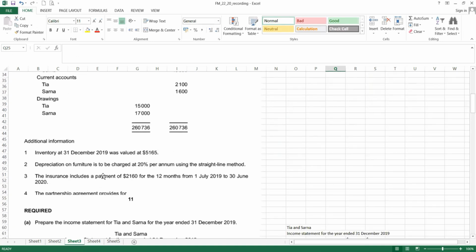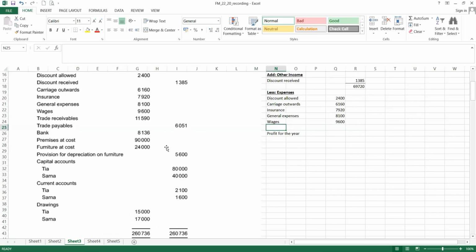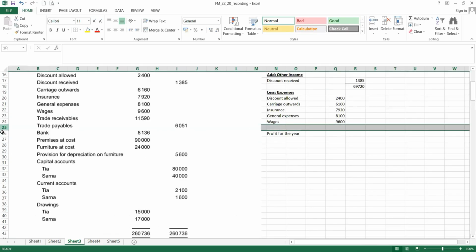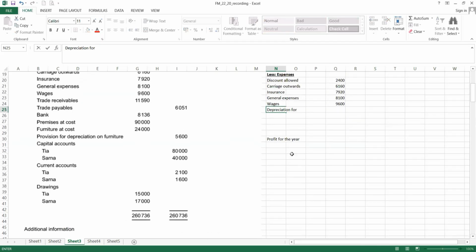Depreciation on furniture is to be charged at 20% per annum using the straight line method. For the straight line method, the formula is, I put into the depreciation for furniture.